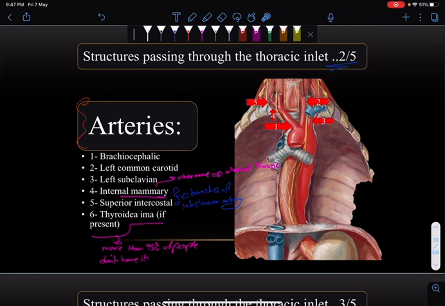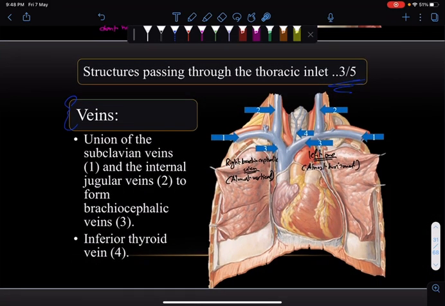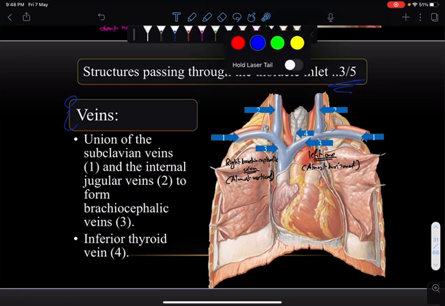اوكي، basically the brachiocephalic هنا, left common carotid and the left subclavian, and here the internal mammary or the internal thoracic, and here number 5 the superior intercostal, and both of them are branches from the subclavian artery. And 95% من الناس مش موجود هذا الارتري اللي هو thyroid ima. Okay, alright. Part 3, veins.